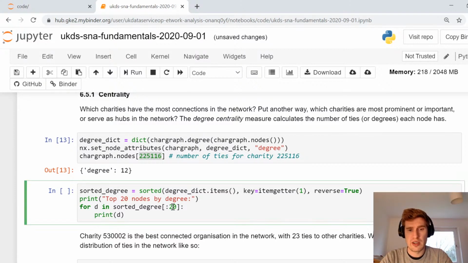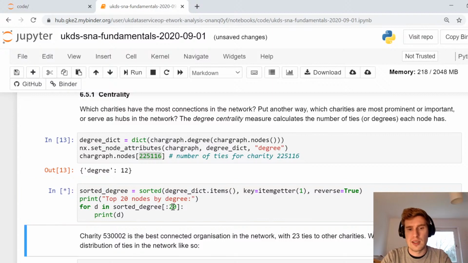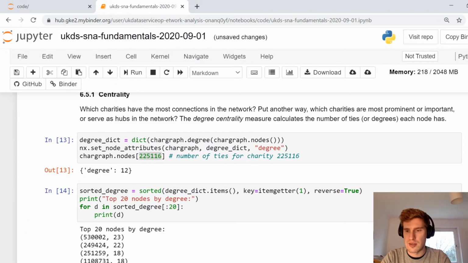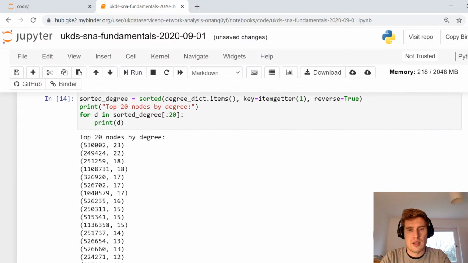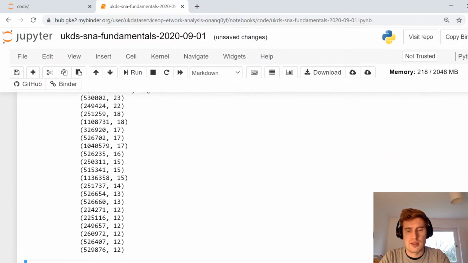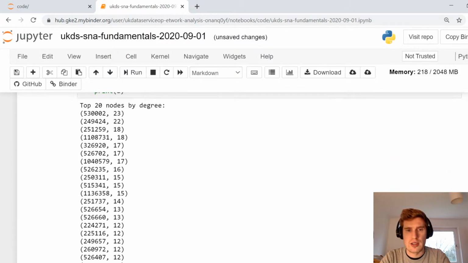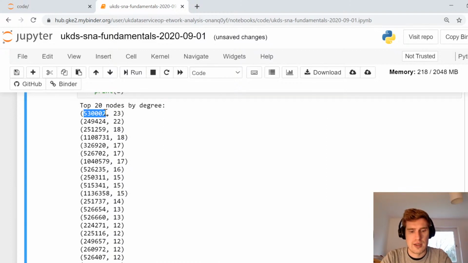Then what I do here is I loop through all of the results. I have a list of all the charities, and for each charity I count how many connections it has. And now I'm just saying, show me the top 20 best connected organizations. So the most important charity in the network, i.e. the one with the most connections, is this one here, 530002.